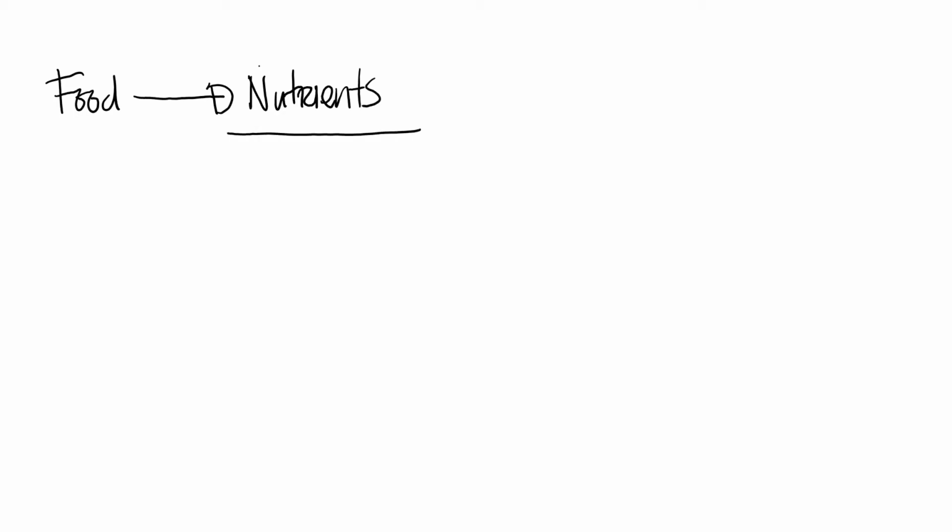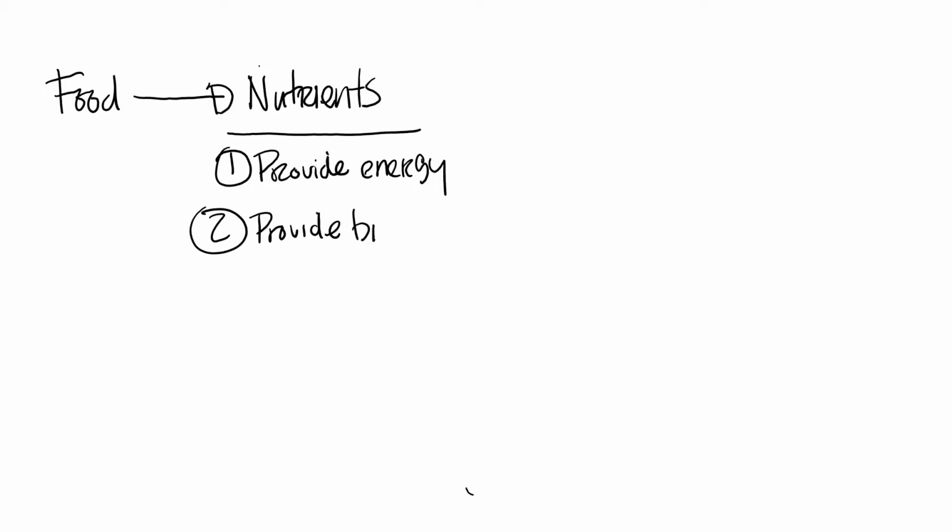Because nutrition is a study of food, health, and disease, it's important that we begin our journey on what food is. And when we look at food, it contains nutrients. These nutrients can do a few things. One is that nutrients can provide energy, especially carbohydrates. Another thing that nutrients can do is provide the building blocks for cells.